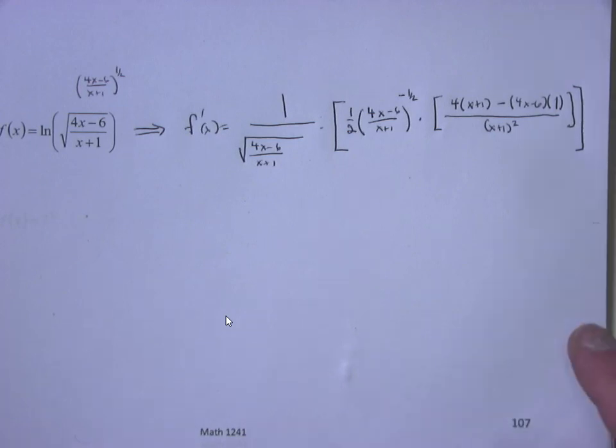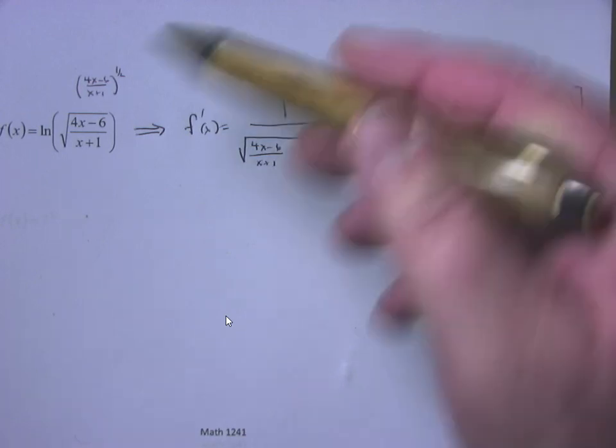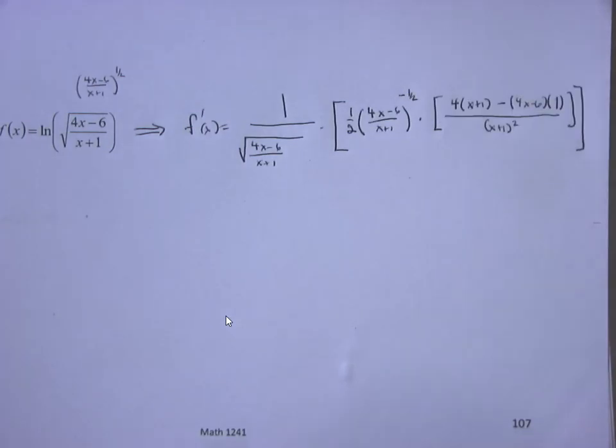But I told you guys this was the hard way. I mean, you had to do 1 over the function times the chain rule times the quotient rule. This thing was nasty.